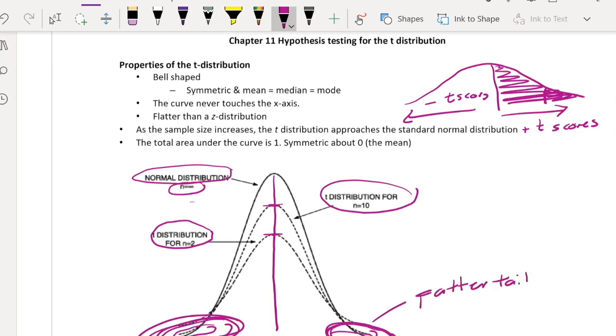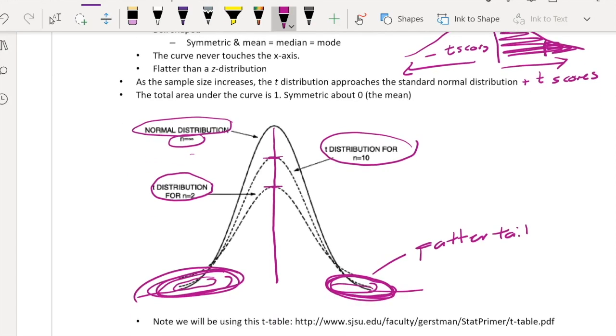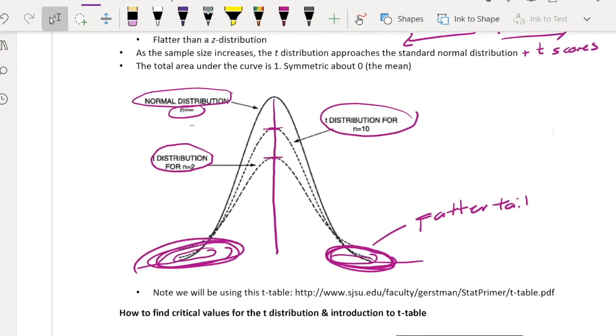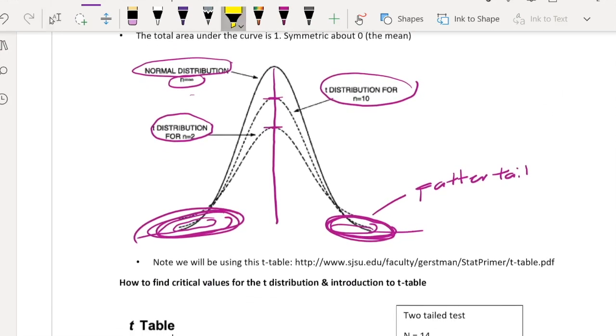And that helped them in the sense that they didn't always commit the type 1 error. So go back and review what type 1 error is. We are going to use a new table, and you can find it here, but the link is also posted in Canvas.